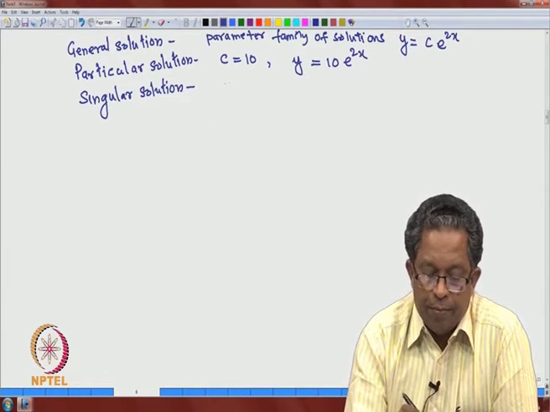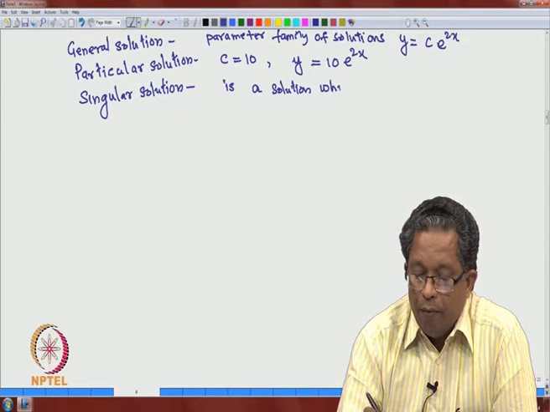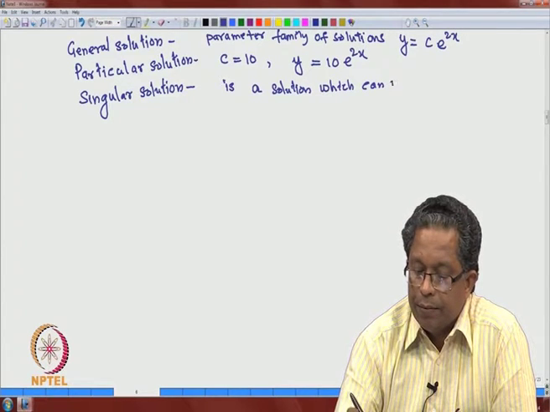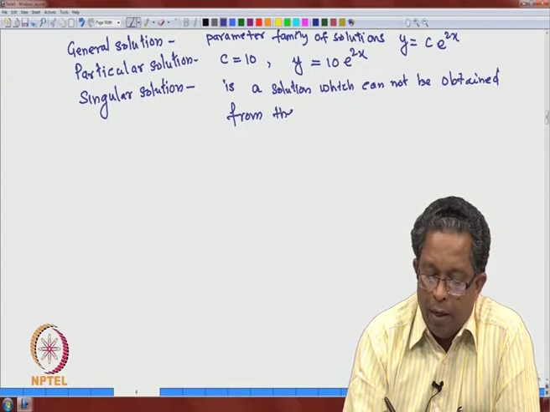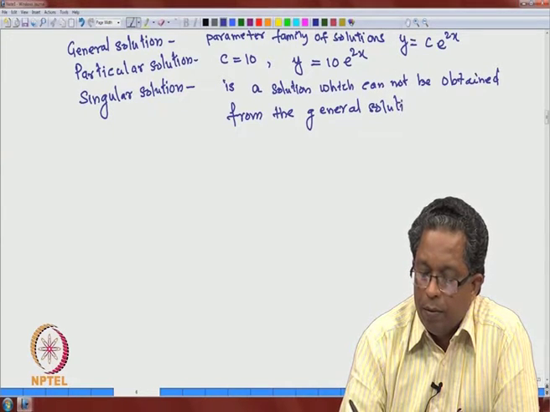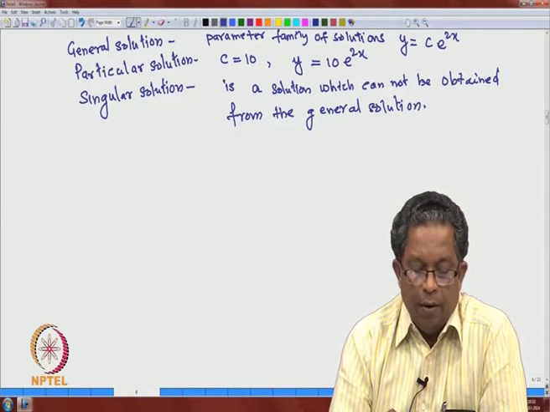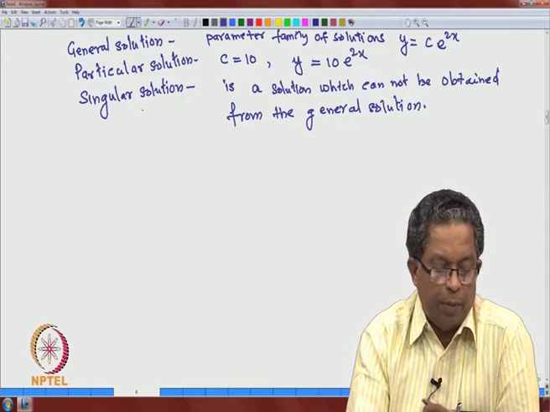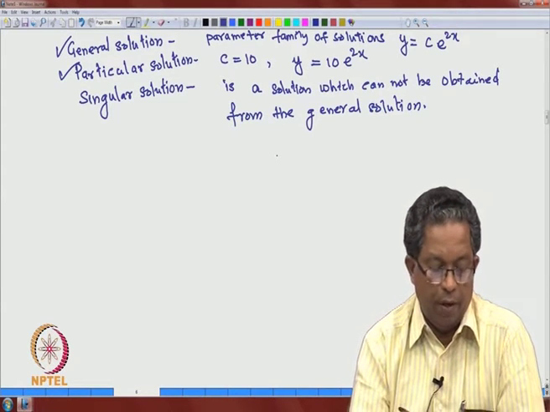And a singular solution is a solution which cannot be obtained from the general solution. But in the previous example, we have only these two types of solution, general solution and a particular solution, and singular solution does not exist for the previous example. Now, we consider an example.